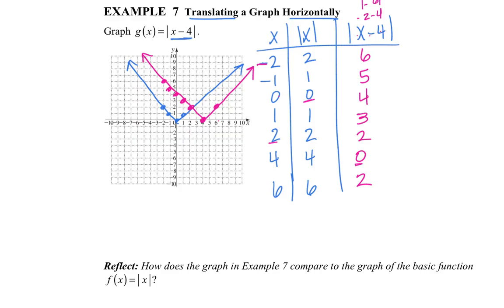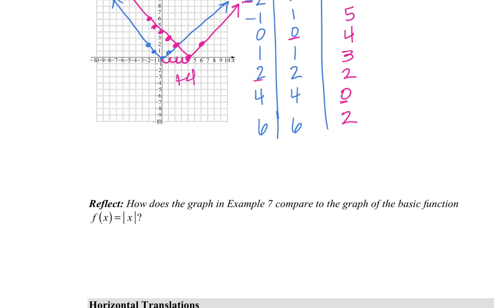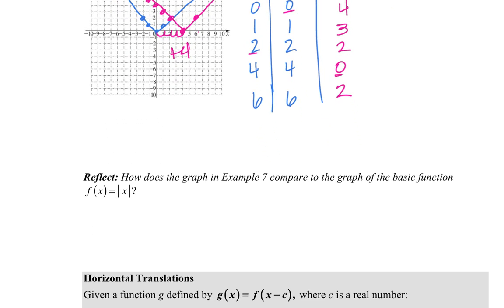So now you can see that we took this point, we went 1, 2, 3, 4. So we added 4 to the x-axis. So how does the graph compare to your basic function? So this is the basic function, and it shifted right 4 units.